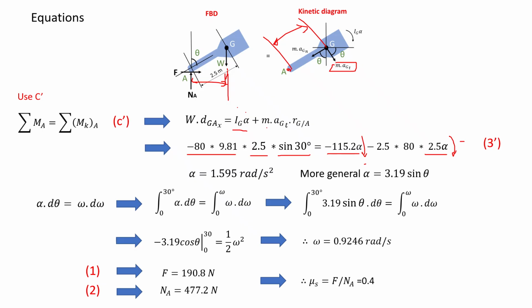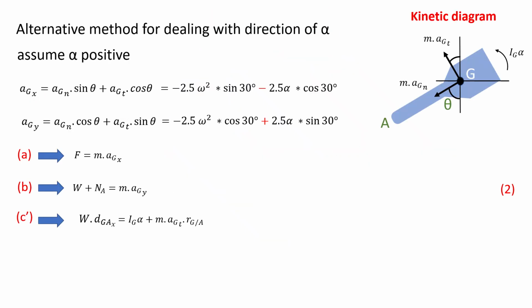Now we can have another method to do the solution, and I'm going to show you that in the next page. Okay, so let's do an alternative method for dealing with the direction of the alpha. Assume alpha to be positive. Now once again the accelerations are given. These are the acceleration equations we found earlier. We're going to do for the x direction that the F is equal to the mass multiplied by the acceleration x. The y direction, the weight plus the Na equal to the mass multiplied by the acceleration gy.